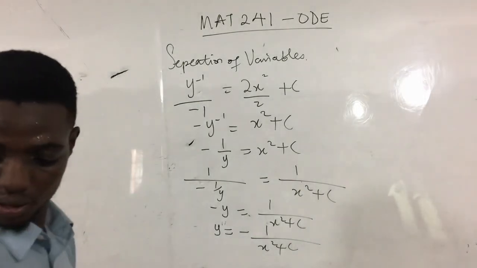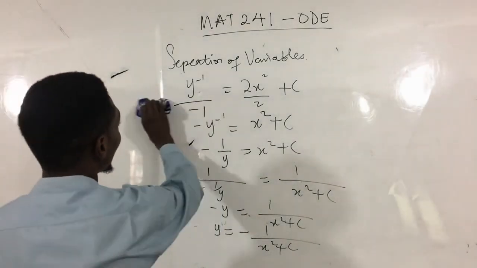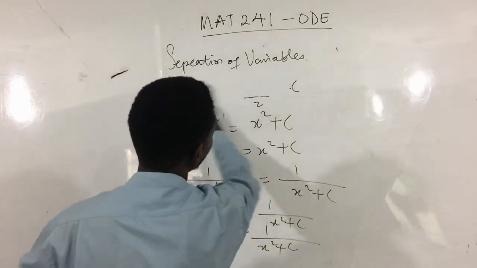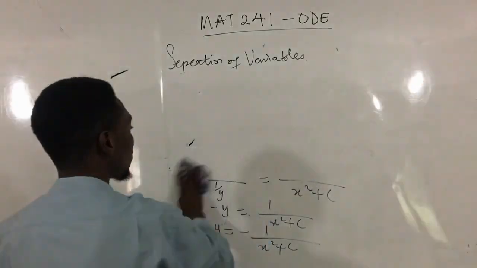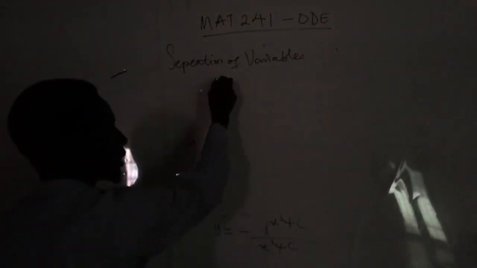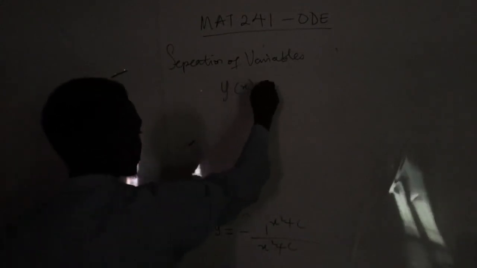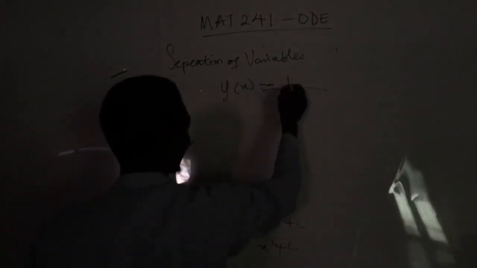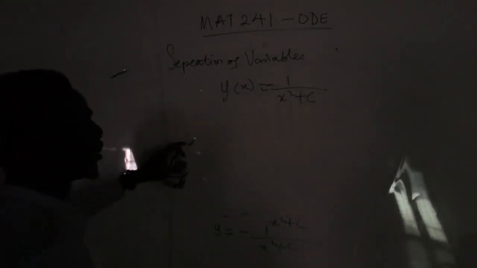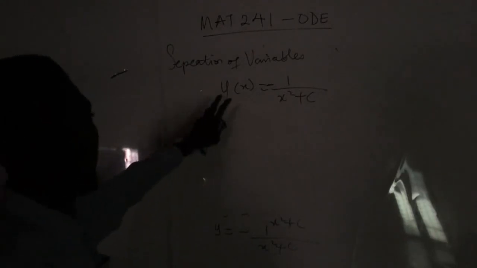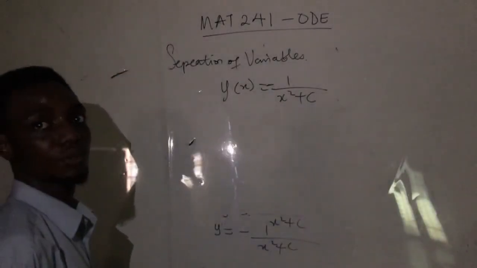Now, of course, our y is a function of x. So instead of leaving y just as y, we could decide to write y as y of x. Okay, so we could say y of x equals 1 over minus (x squared plus c). So with that, we've come to the end of this lecture. We have dealt with separation of variables with 2 different examples. Thank you.